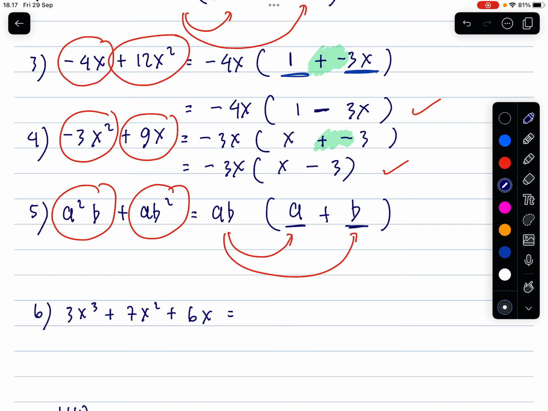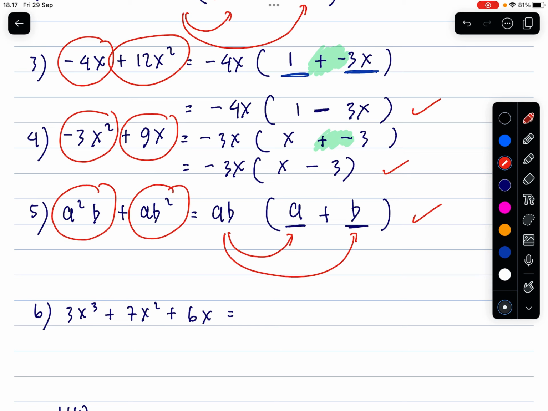I'm going to try to do it in my head. AB times a is a squared b. AB times b is ab squared. So, ta-da, we're correct. All right, now we're ready to do number 6. Let's go to number 6.